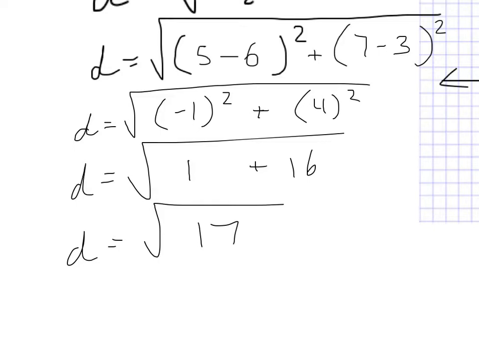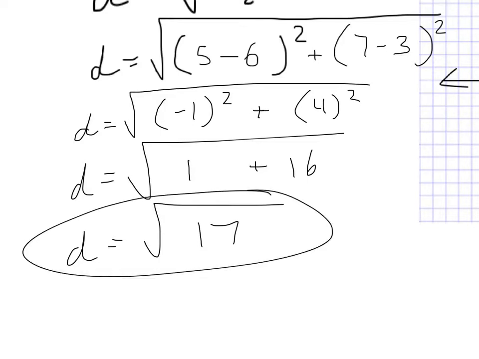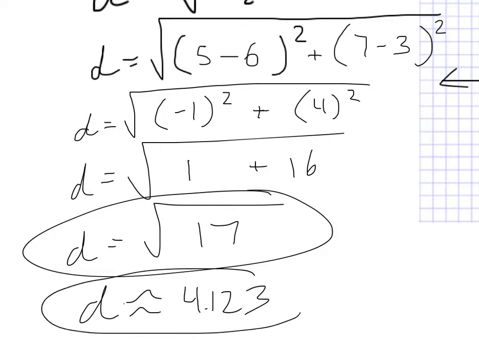Can I simplify the square root of 17? Well, 17 is not a perfect square. It's not like 100 or 25 or 16. And there's no perfect square that multiplies by something else to get you 17. Therefore, I am done. If the answer said leave it in square root form, you could do that. Or you could find the square root of 17, which is approximately equal to 4.123.